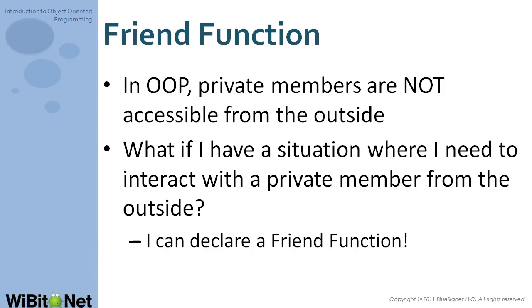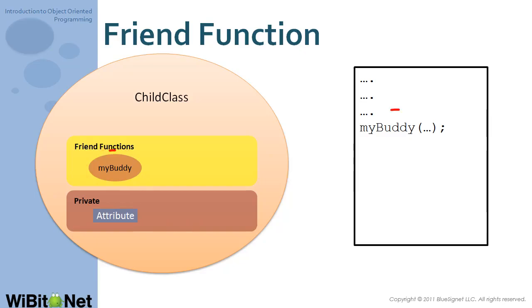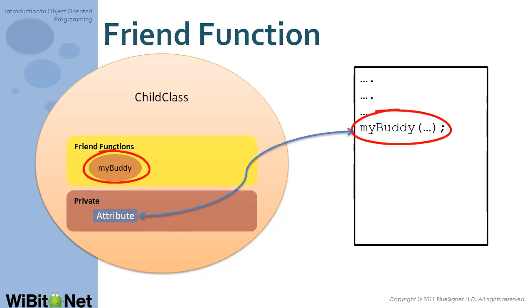So friend function, Brian. In object-oriented programming, private members are not publicly accessible. There are certain things that you want to keep private. But let's say you have a close enough friend that you don't mind sharing your privates with. If I want my privates to be exposed to you, I declare you as a friend function. In some places, yes, that's true. So the child class exposes a friend function called myBuddy, and it has a private attribute that only its buddy can touch. In the external code, we have a function called myBuddy that has exclusive access to the private member inside the child class.